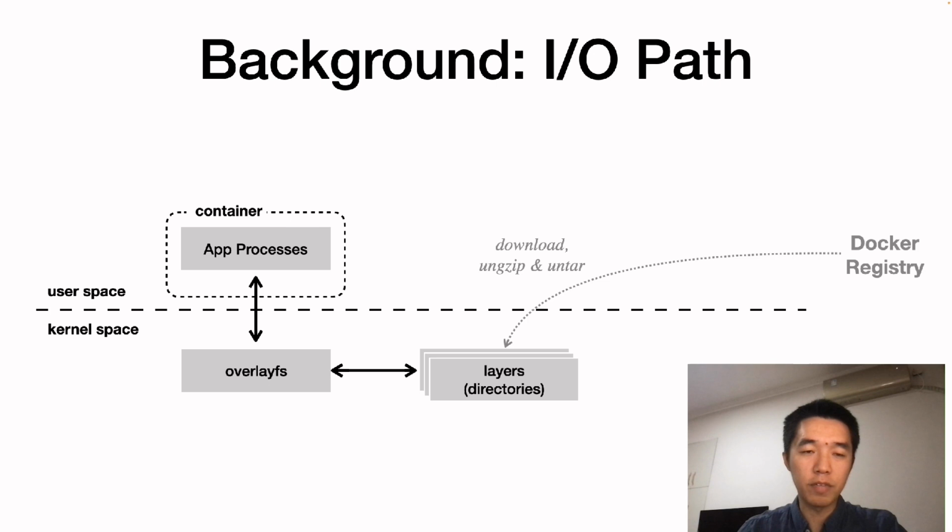Usually, the layers are stored in separate directories, and the merged view is created with a kernel module called overlayfs. This is the I/O path of image. Containers send I/O requests to the kernel overlayfs and redirect to corresponding layer, which is stored in local file system.